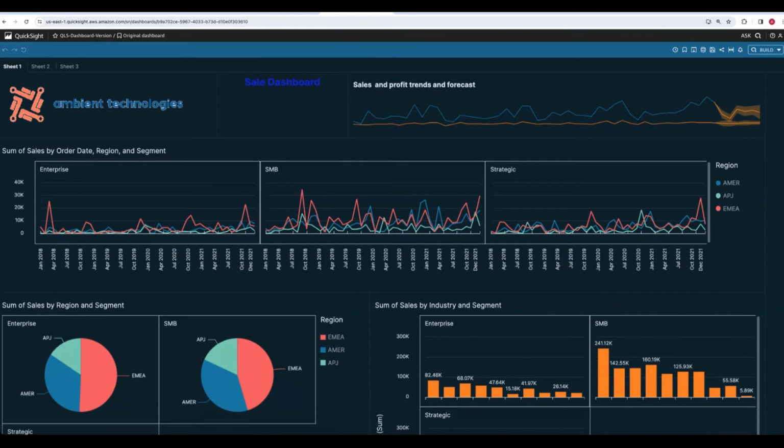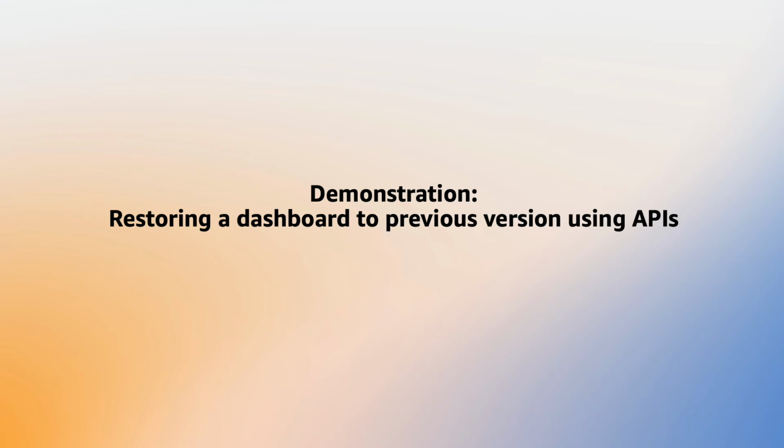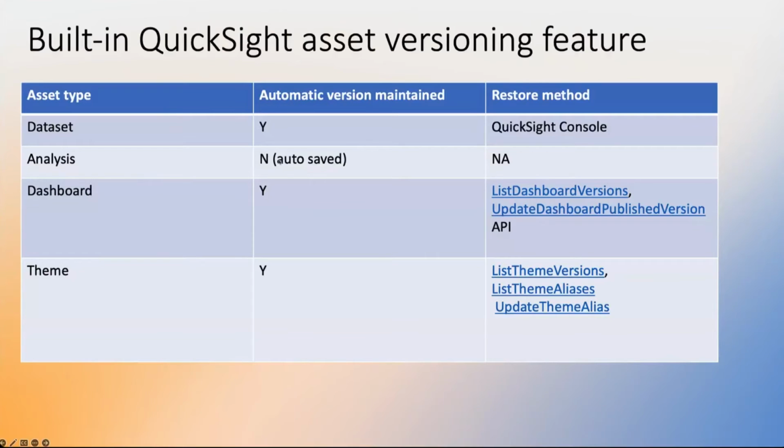So let me switch back to the third part, the third demo, about asset restoration. I have shown you how to restore a dashboard. What about the analysis? Since you're authoring an analysis, it's auto-saved, so there is no specific version of the analysis. Whenever you make changes, it keeps on modifying. The dataset you can think of more as a static copy for your end users, so you can maintain the version this way.